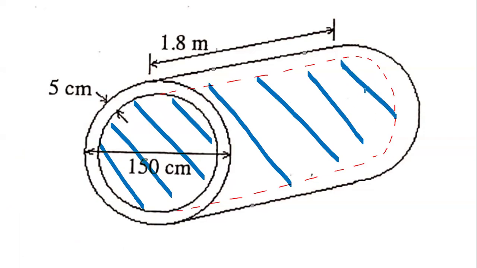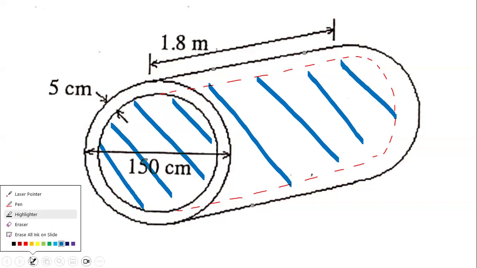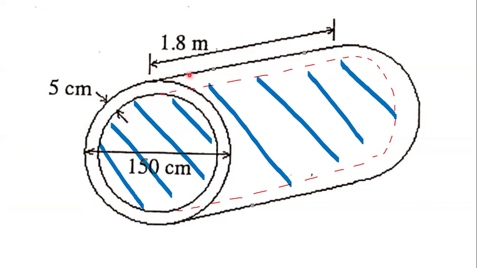Then once we figure out the volume of this, we're also going to figure out the volume of the big cylinder. So we're going to figure out the volume of the smaller one, which is inside, and the volume of the big one, which is on the outside, the bigger one, which is bigger than the smaller one.